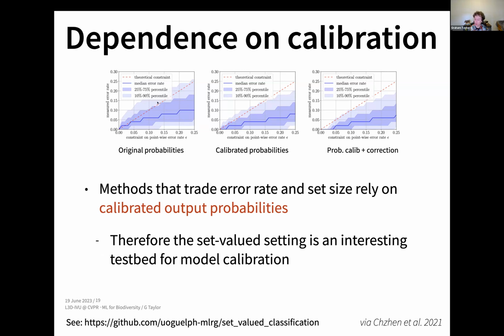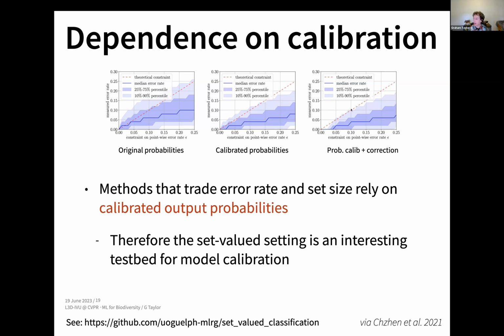So we talked about the risk before, the probability that the ground truth output is not present in the set. You want to have a guarantee on something like that. But if you look at the uncalibrated case, the percentiles, particularly the higher percentiles here, you see they're occasionally exceeding this theoretical constraint. Whereas if you calibrate your probabilities, even your error bars here are falling under the curve, and doing additional correction ensures even further margin away from this theoretical constraint. So here you have an expected constraint on your point-wise error rate, and that matches up to your measured error rate in practice.